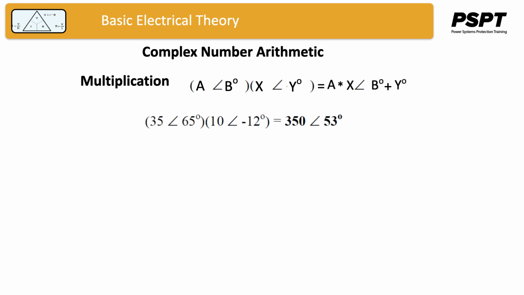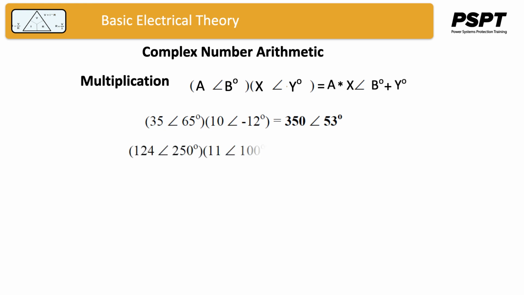If we had 35 at 65 degrees multiplied by 10 at minus 12 degrees, you'd multiply the two magnitudes to end up with 350, and you would add the two angles together. So 65 minus 12 would give you 53 degrees. So the resultant would be pretty easily calculated: 350 at 53 degrees.